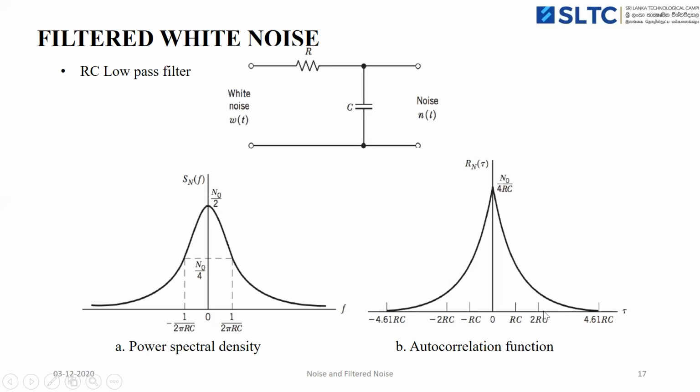In the exercise, we are taking the interval as RC, 2RC, and so on. The maximum value decreases to 1% at the value of 4.61 RC time.